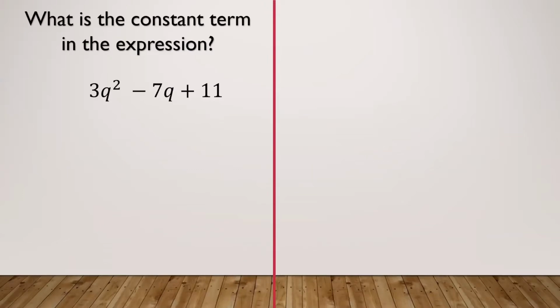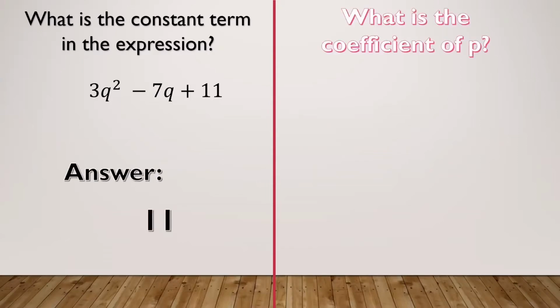So let's look at this left side here. What is the constant term in the expression? In this one expression, 3q squared minus 7q plus 11, our constant is 11. It's the one without a variable. Now, if I wanted to go focus on coefficients, let's particularly look at this expression. I want to look at the variable of p, and I want to know what the coefficient of p is. That's right. If you said negative 23, you are correct.